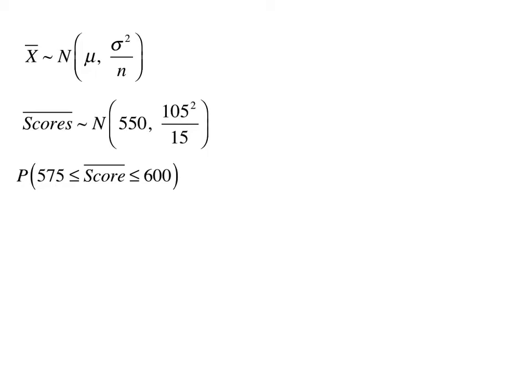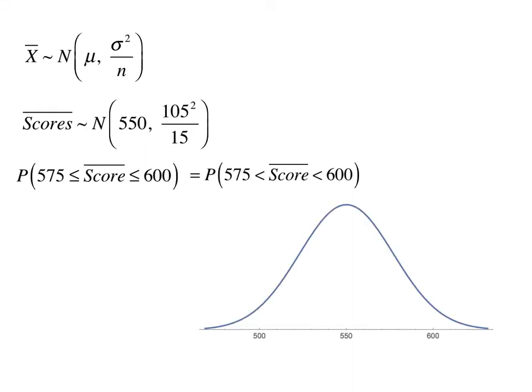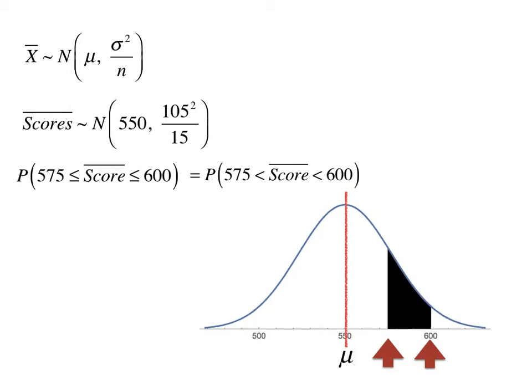Now I'm treating this as if the data was actually continuous, in which case less than or equal to, or strictly less than, gives you the same thing. It doesn't really matter. If I draw a sketch, what I see is 550 is the mean right down the middle. The lower bound I'm looking for is 575. The upper bound is 600. So I'm looking for the area under the curve between 575 and 600, which would give me my probability.